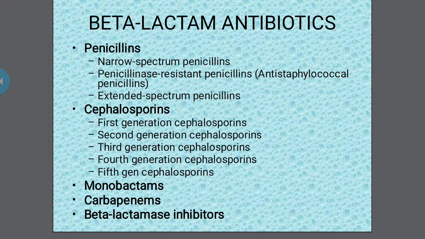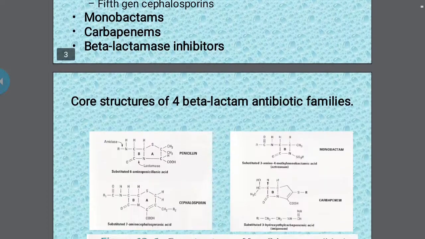Beta-lactamase inhibitors, you should remember that they are not used alone. They are used with other beta-lactams like penicillin and cephalosporins, so that they can be active against the organisms which also produce beta-lactamase, and thus beta-lactamase producing bacteria become susceptible if we combine a beta-lactam drug with beta-lactamase inhibitors.